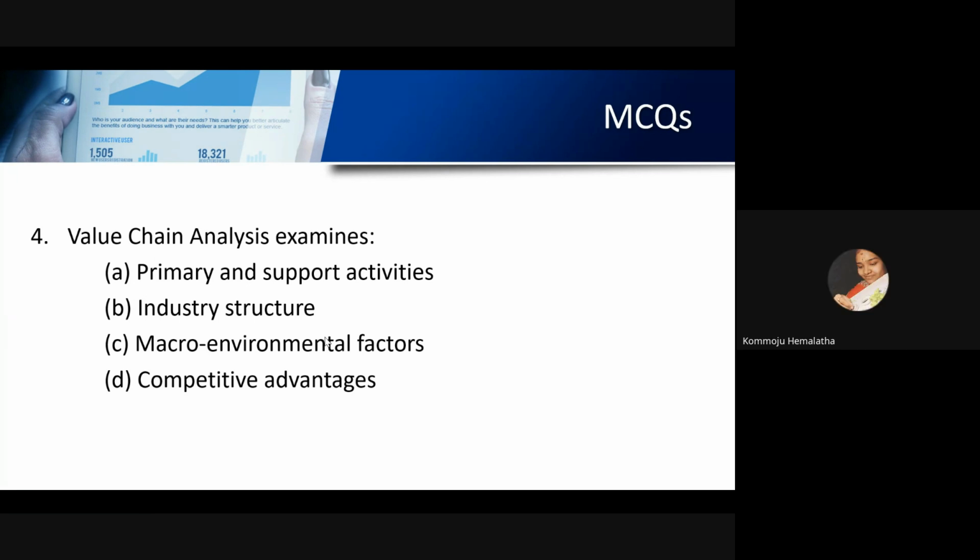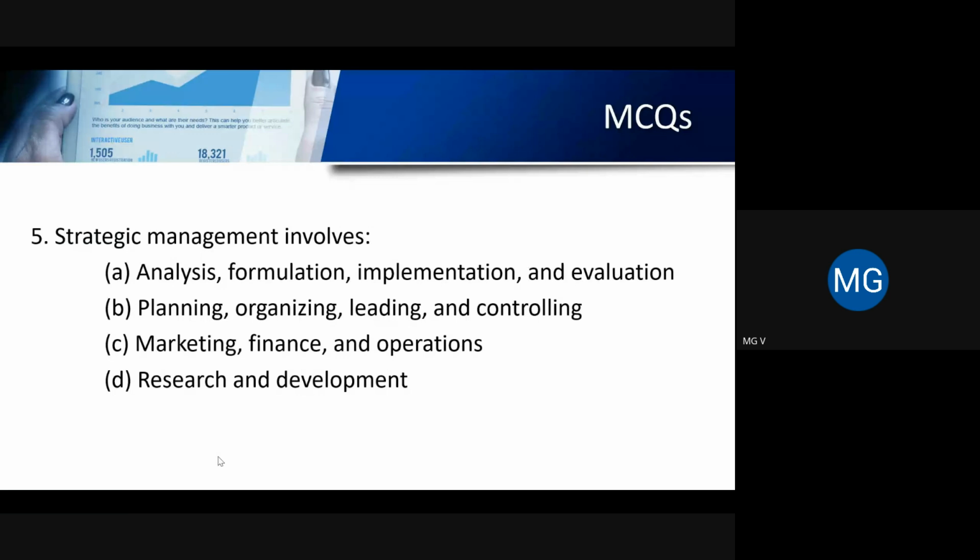Primary and support activities. Very right. It is primary and support activities. All the activities are divided into two broad categories, primary and secondary. Primary comprises activities related to two basic functions of business, that is marketing and production, and the others are support activities. Strategic management involves analysis, formulation, implementation, and evaluation.